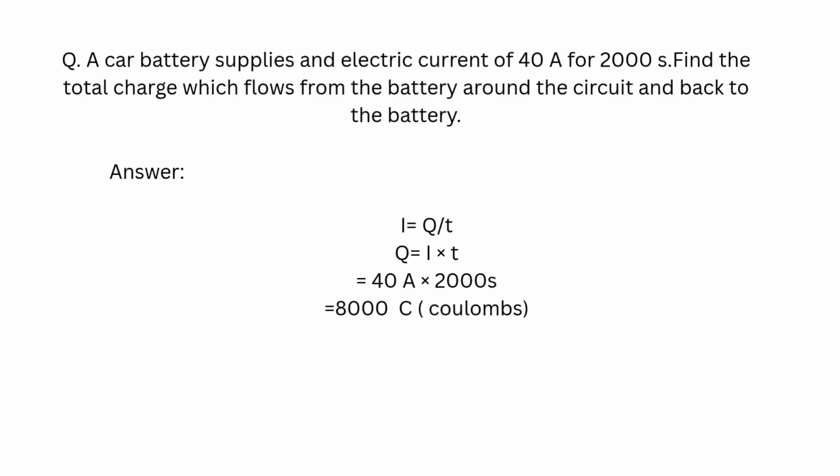Let's do a problem. The current given is 40 ampere and time 2000 seconds. We are asked to find the total charge which flows from the battery. Using the formula we get Q equals I into t equals 40 into 2000 equals 80000 coulombs.